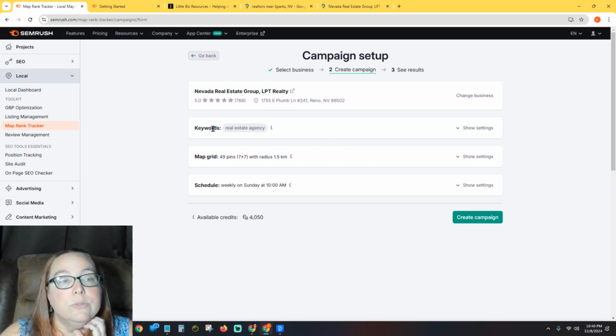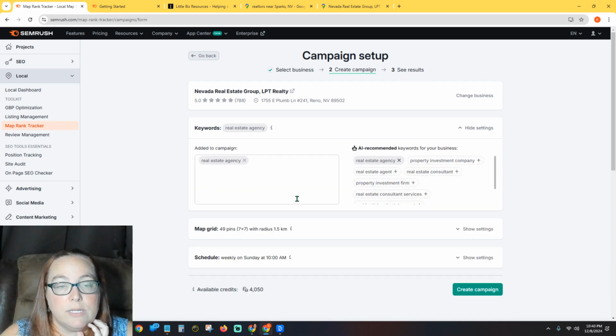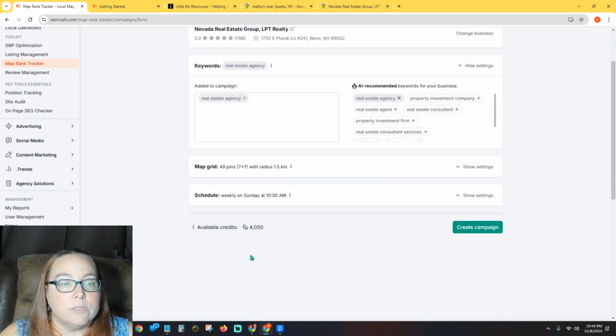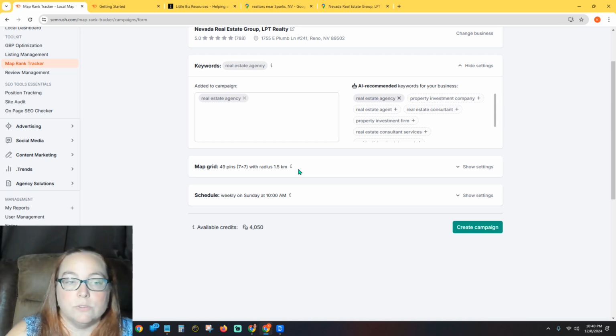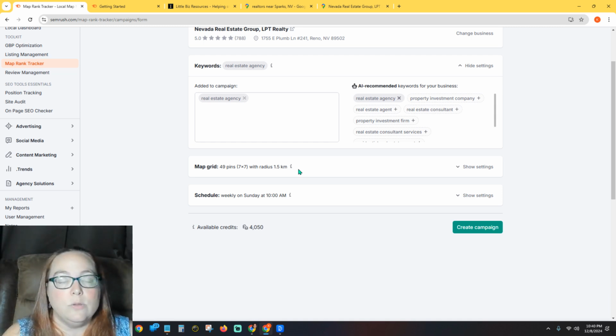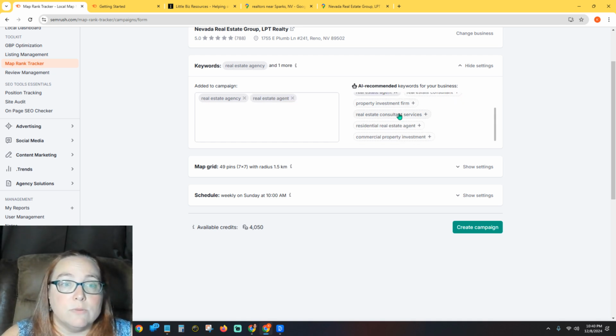And what it's going to do is it has real estate agency as the keyword. Now, you can add additional keywords. You can see there's credits here, available credits. The more keywords you have and the more points that you have on here, the more credits you use. So you'd have to play with this. This one has property investment company, real estate agent. I might want that. Real estate consultant, property investment firm.